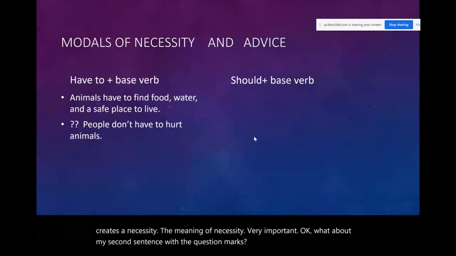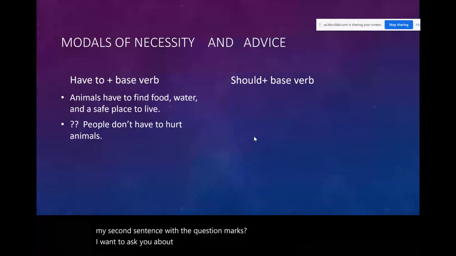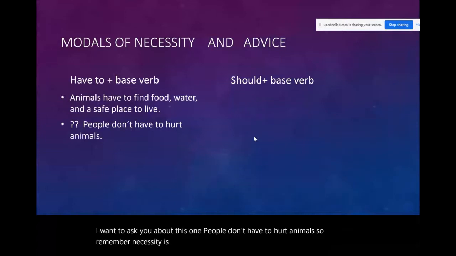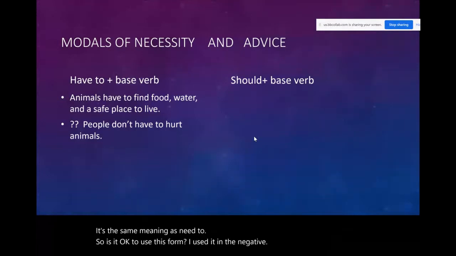I want to ask you about this one. People don't have to hurt animals. So remember, necessity is like obligation, very important. It's the same meaning as need to. So is it okay to use this form? I used it in the negative. Alan, can you turn on your microphone and answer this question? Is this a good sentence?